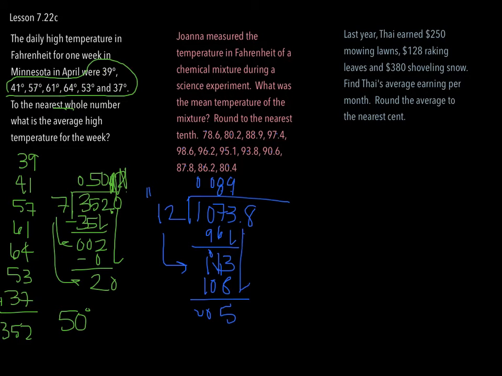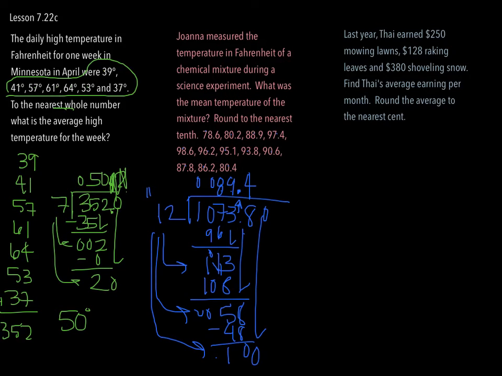And bring down the 8 because our decimal point's right there. Remember, it goes right above. How many times does 12 go into 58? We're going to call that 4, and that's 48. Subtract. Add a 0, bring it down. How many times does 12 go into 100? That's going to be 8, because that's going to be 96. And it's round to the nearest tenth, so look at the 8. 8 tells us to go up. So our answer should be 89.5 degrees.